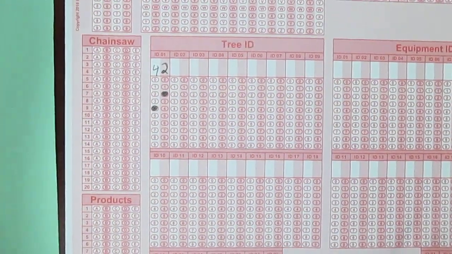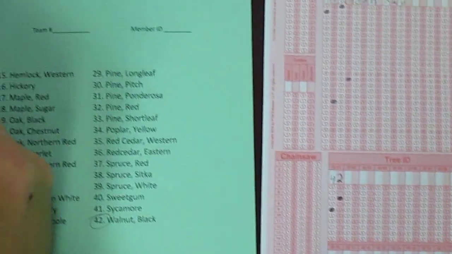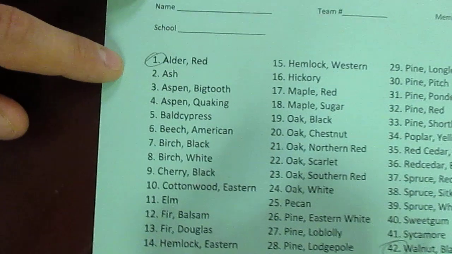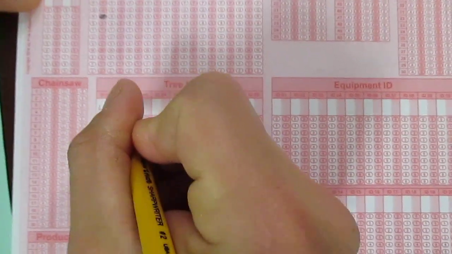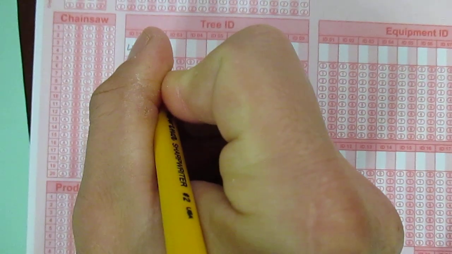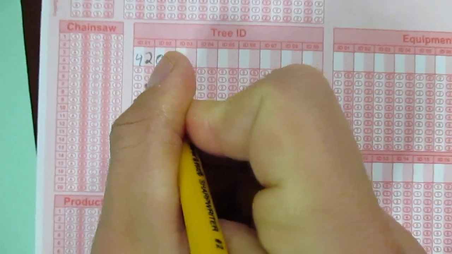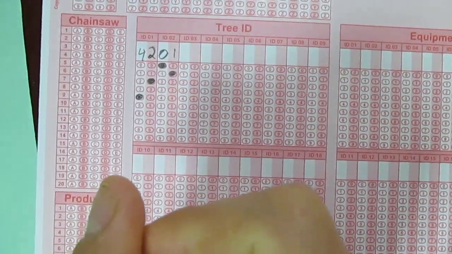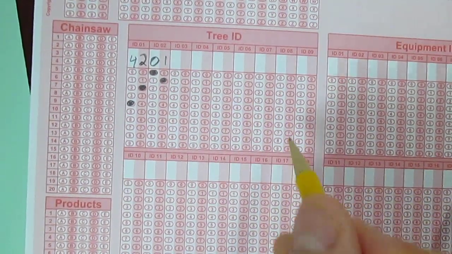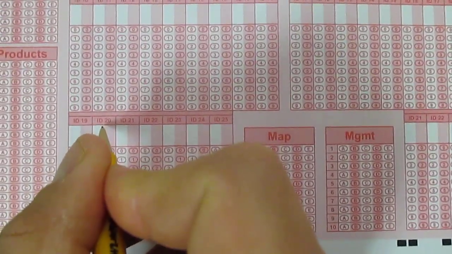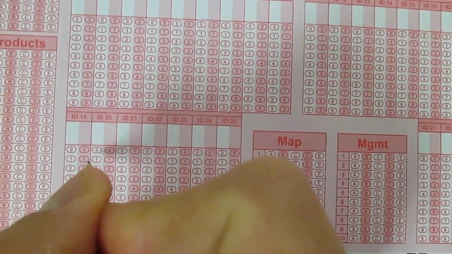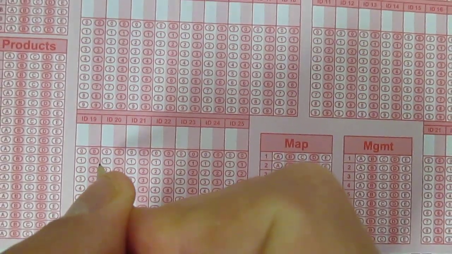Alright, let's say number 2 is red alder, which is 1 on the word bank, okay? Then you will write in 0, 1 and make sure to bubble in the 0 and the 1. Okay, there's going to be 20 questions, so you'll go down through here all the way to number 20. Okay, and that will be the tree ID portion of the Forestry CD.